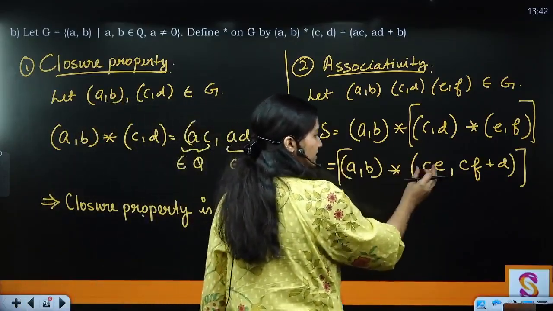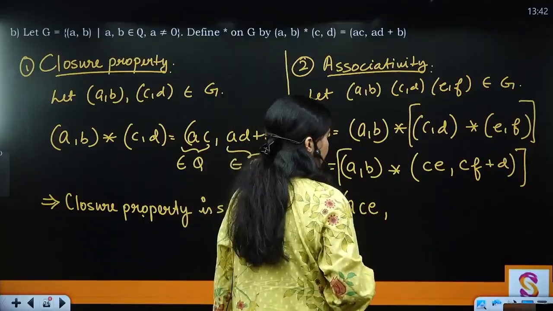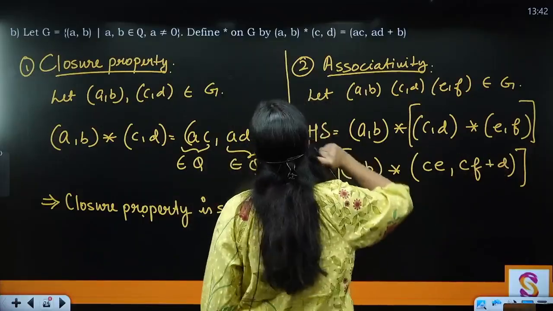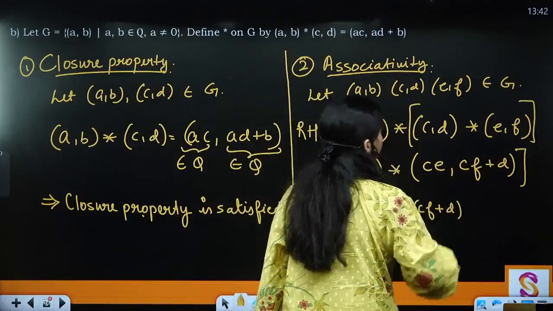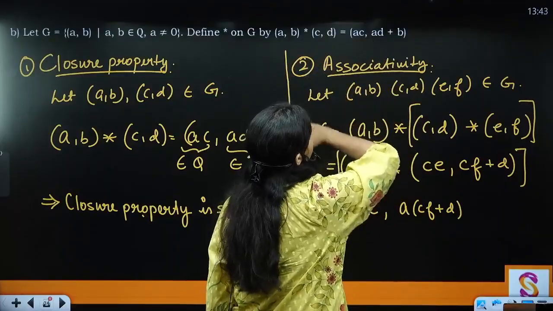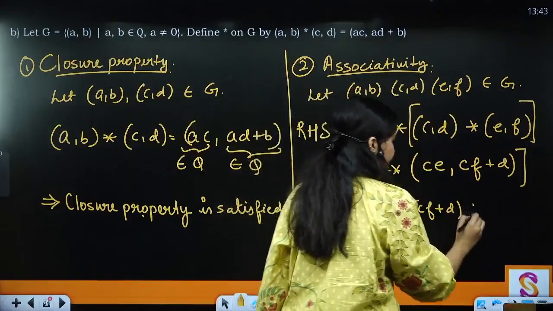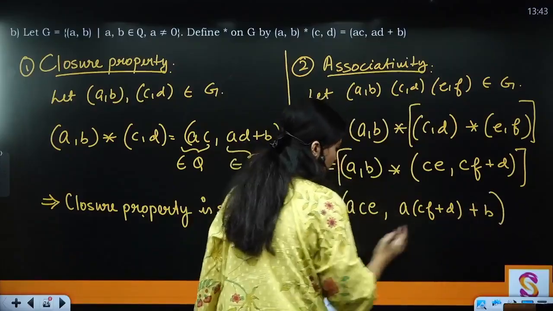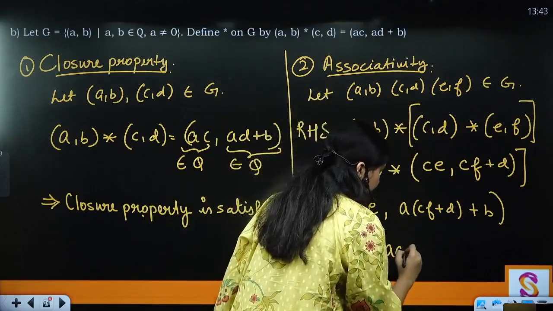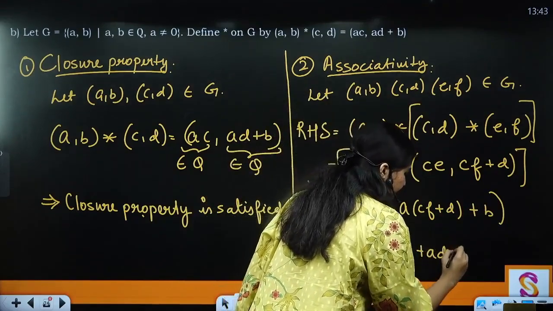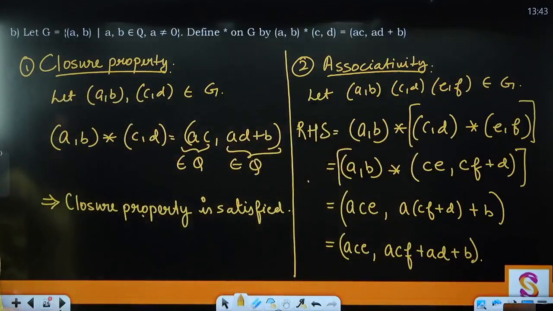So that is going to be a into c, that is a into ce. So ace is going to be the first coordinate, and then a into d, that is a into (cf plus d), plus b, is the second coordinate of the ordered pair. So here we'll be left with ace comma acf plus ad plus b. Alright, let's take up the left hand side.